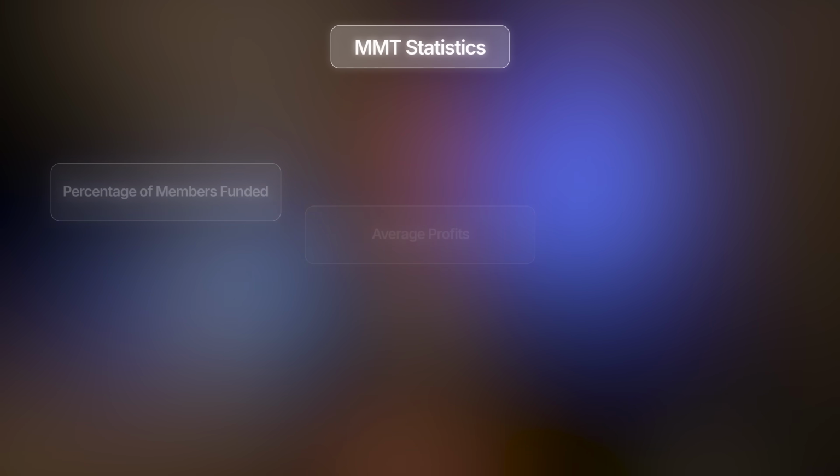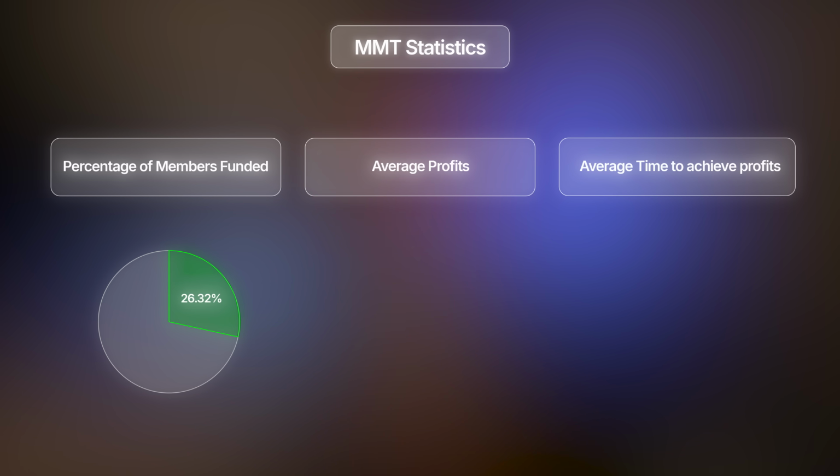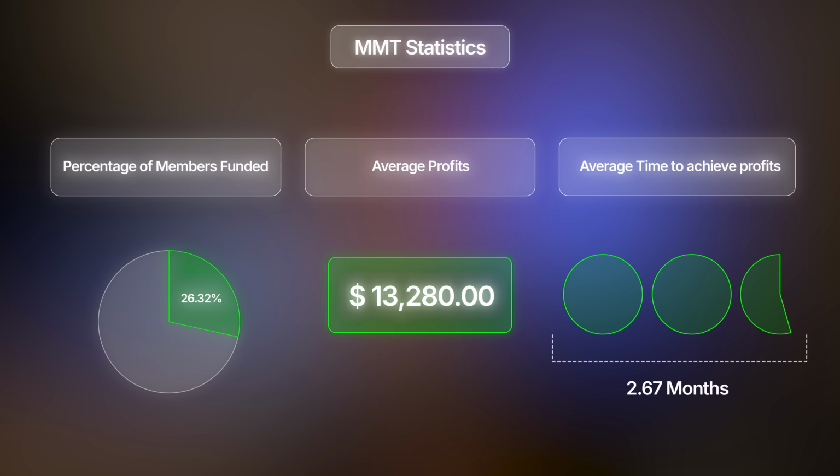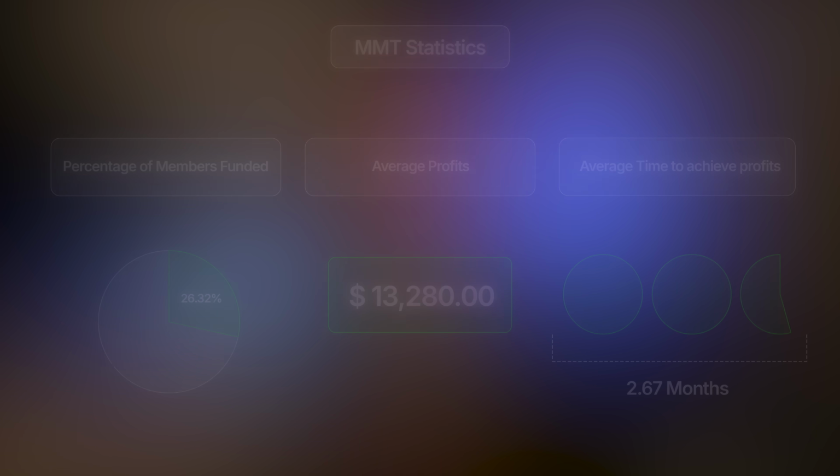So do you want to hear something that's absolutely insane? Based on the data in the MMT, funded traders make an average of $13,280 within the first 3 months of consuming our content. Now that's insanely fast, and it's better for you to assume that it might take you longer.